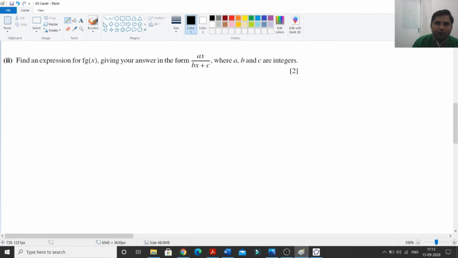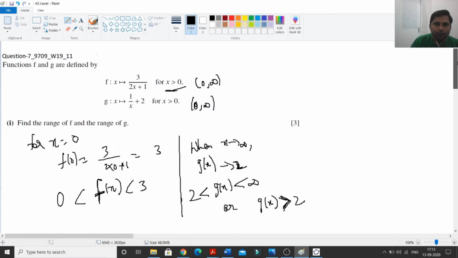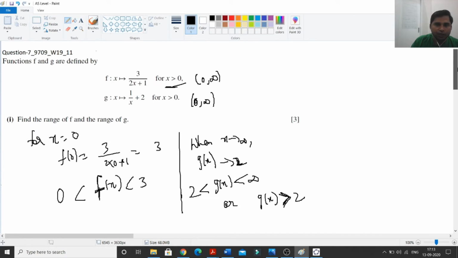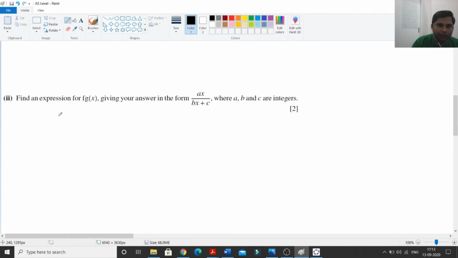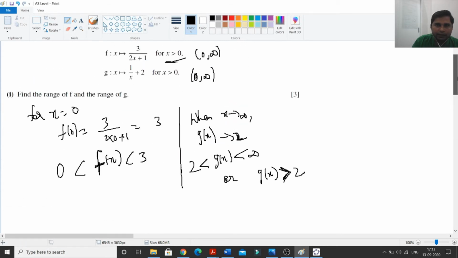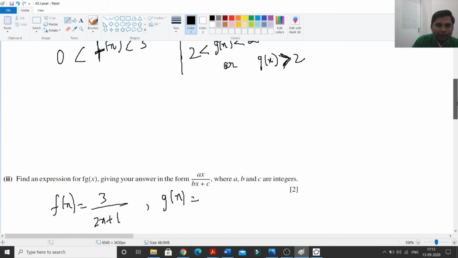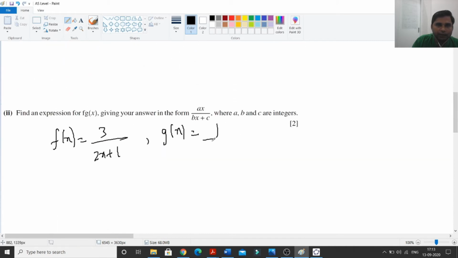where it says find an expression for fg(x), giving your answer in the form of ax divided by bx plus c. So it's a composition question. So f(x) is 3 over 2x plus 1. I'll write the functions here. f(x) is 3 divided by 2x plus 1, and g(x) is 1 over x plus 2, right? 1 over x plus 2.